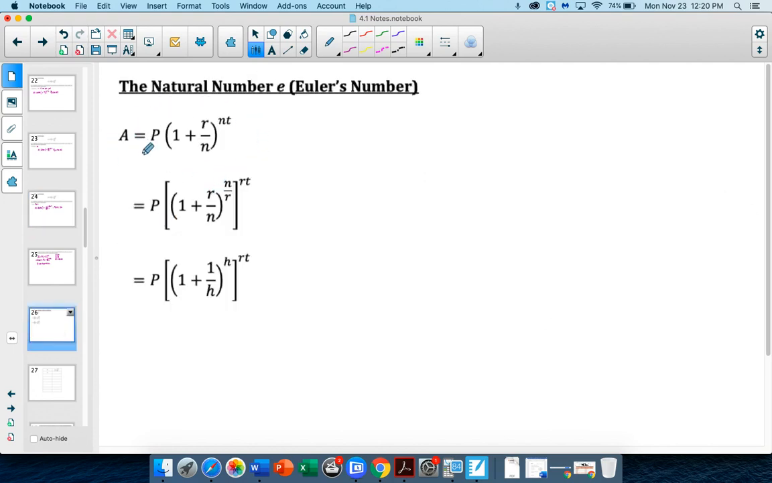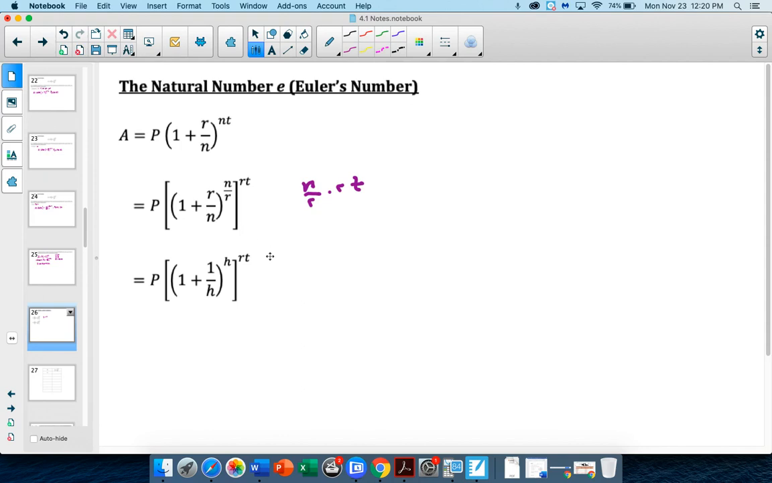Let's start with our compound interest formula here. And what I'm actually going to do is rewrite this just a little bit. So I'm going to change this exponent nt. I'm going to divide it by r and multiply it by r. Multiplying and dividing by the same thing wouldn't change the value. So that's how we got from this step to this step. I wrote nt as n over r times r to the t power. And again, this isn't going to be immediately obvious why we do this, but I'm going to explain it here in a second.